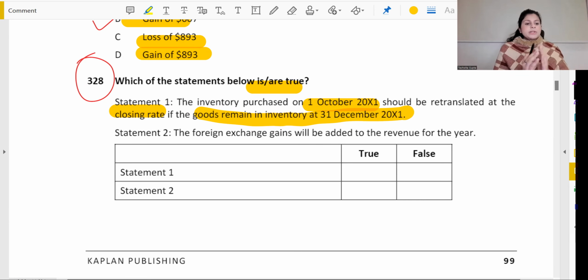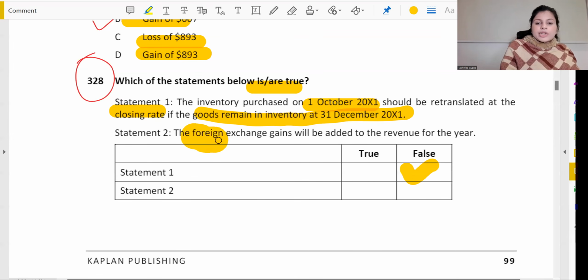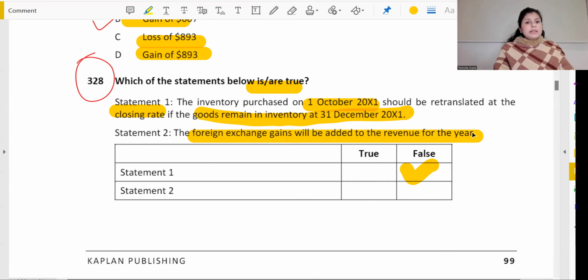If today I have lectures in my inventory, when I want to sell it, can I sell it? No. So it will take time, right? It depends on the market. So that means it's a non-monetary item. It's not readily convertible into cash. Therefore, my answer is false. Statement 2. Foreign exchange gains will be added to the revenue for the year. Is this right? False. This is also false because this goes into gains.